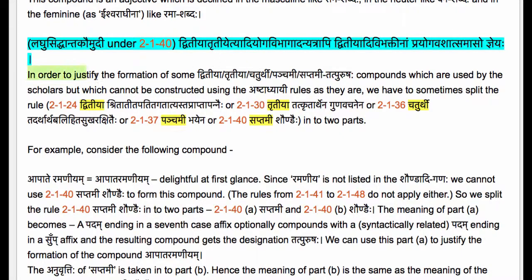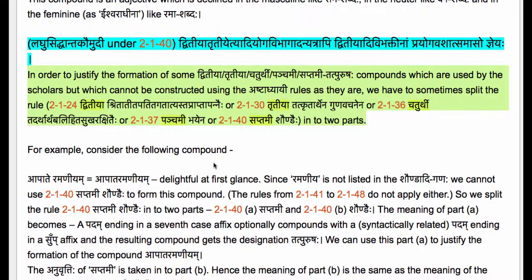Which means that in order to justify the formation of some Dvitiya, Tritiya, Chaturthi, Panchami or Saptami Tatpurusha compounds which are used by the scholars but which cannot be constructed using the Ashtadhyayi rules as they are, we have to sometimes split the rule. Which rule? Either 2.124 Dvitiya Shritatita Patita Gatatyasta Praptapannaihi, or 2.130 Tritiya Tatkritarthena Gunavachanena, or 2.136 Chaturthi Tadarthartha Bali Hita Sukha Rakshitaihi, or 2.137 Panchami Bhayena, or 2.140 Saptami Shaundaihi, into two parts.